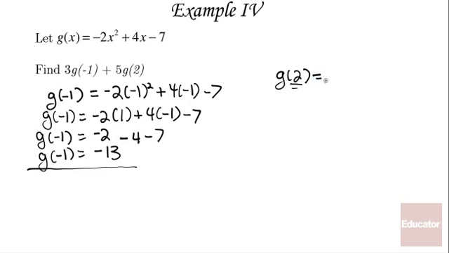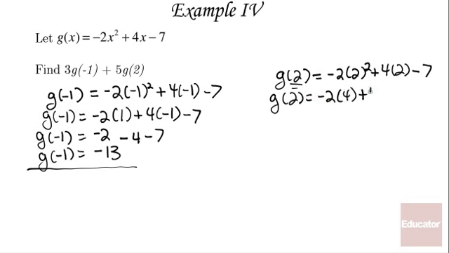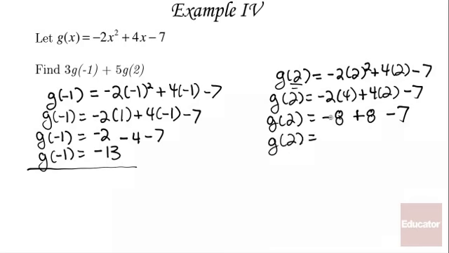Therefore, g of 2 is -2 times 2 squared plus 4 times 2 minus 7. So g of 2 equals -2 times 4 plus 4 times 2 minus 7. Next step, using order of operations, is to take care of the multiplication. -2 times 4 is -8, plus 8 minus 7. So g of 2 equals, well, -8 plus 8 is 0, so that just leaves me with a -7.